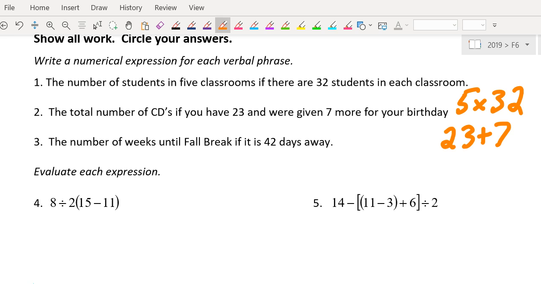Now, remember, you don't want to just write the numerical answer like 30. You don't want to write 23 plus 7 equals 30, because that's an equation. You want to write a numerical expression.